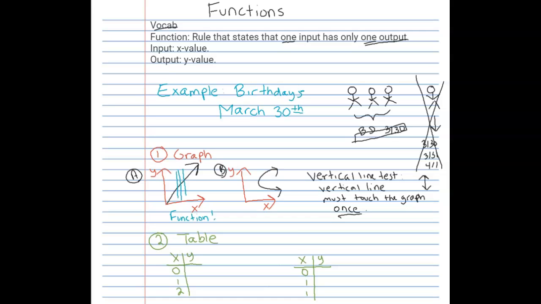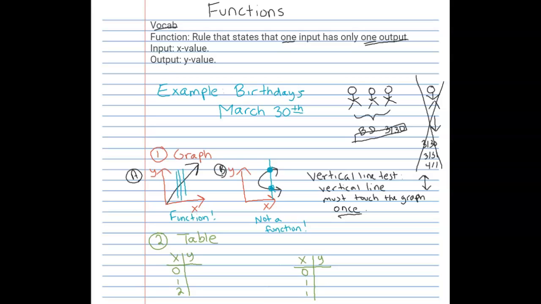Okay? Exclamation point. For B, however, I make a vertical line, let's say here. Uh-oh. It is touching the graph here and here. So this is not a function. All right. So that's our easiest way to tell if a graph is a function. Now, let's talk about tables.